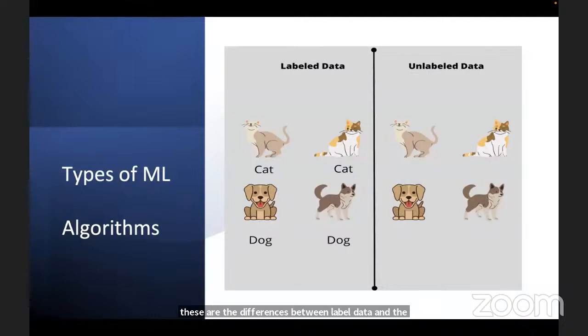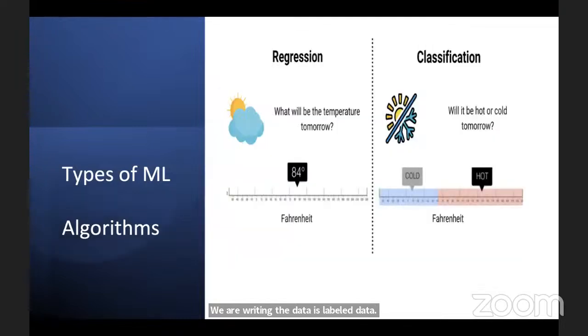Again, check the labeled data and unlabeled data. Labeled data means the image is present, and we are writing what that image is about. Unlabeled data means the image is present, but we don't know what is there. Now, if labeled data is present, we are applying supervised learning. In supervised learning, there are two types, as I told you, regression and classification.